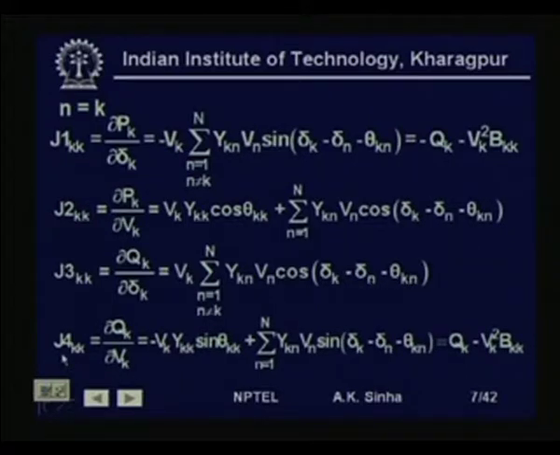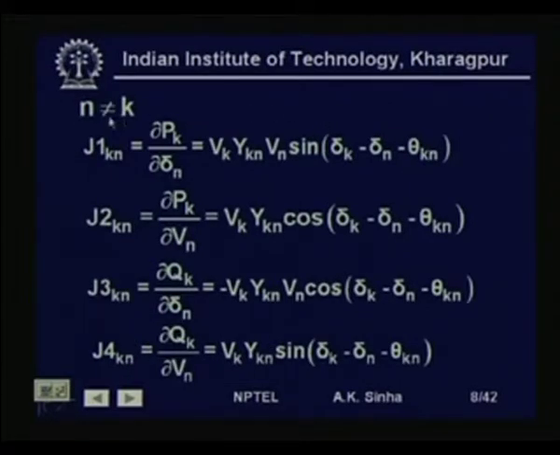And J4 kk, that is, the diagonal elements of J4, ∂Qk/∂Vk, is equal to minus Vk Ykk sin θkk plus the summation from n = 1 to N of Ykn Vn sin(δk − δn − θkn). This is equal to Qk minus Vk² Bkk.